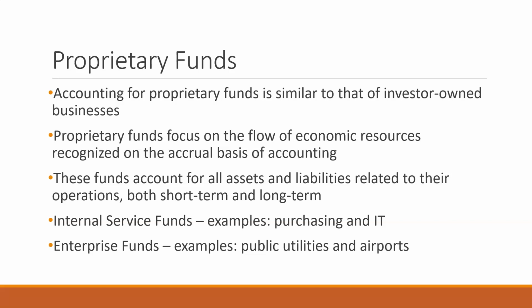For example, a water utility. Citizens within the city limits, state limits, utilize water at their properties. They pay for that water utility and pay that fee. Additionally, government buildings also utilize water and pay money to the water utility.